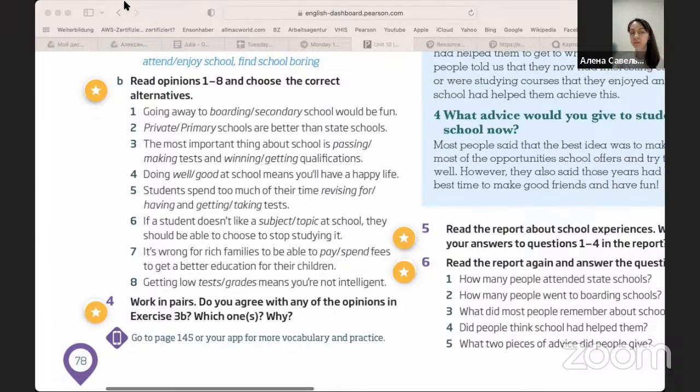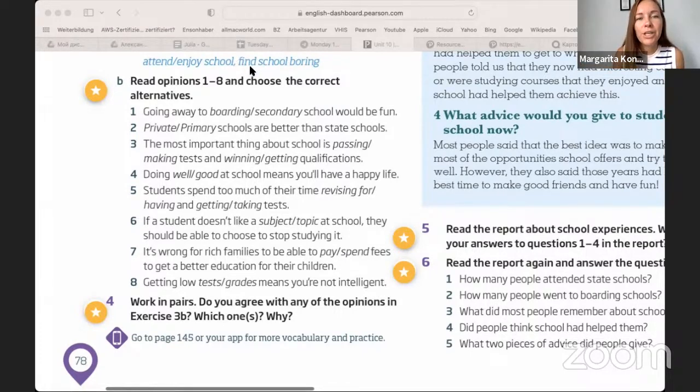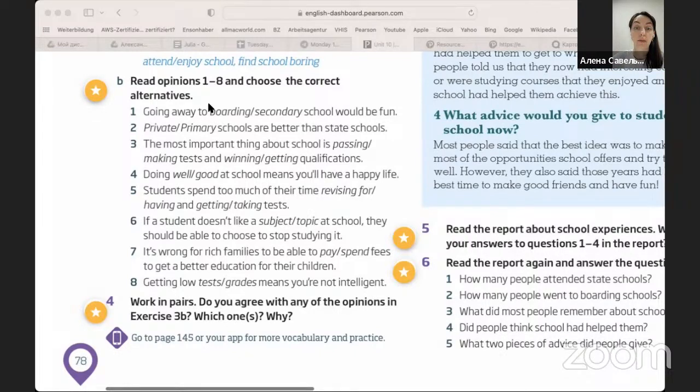Okay, I'm finished. Okay, let's look. So if it's okay, we will only check now the words, without reading the whole sentence. Okay, number one, what do you choose? Going to boarding school would be fun. Okay, go to number two.